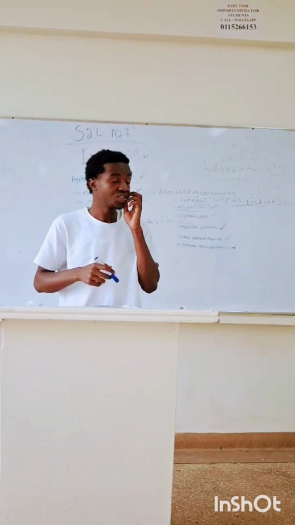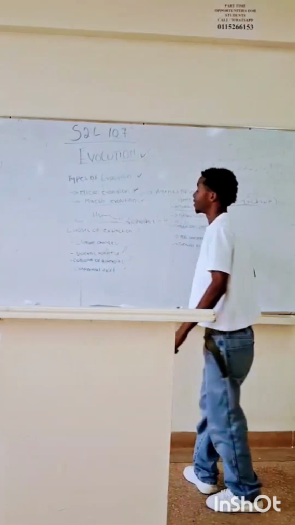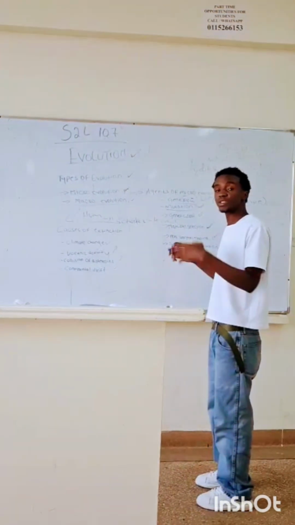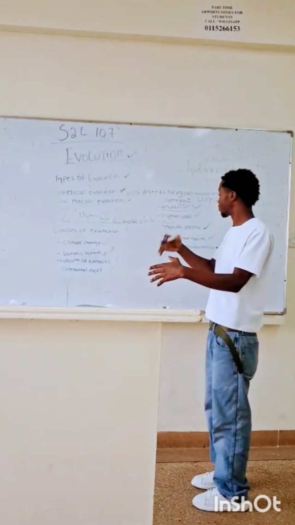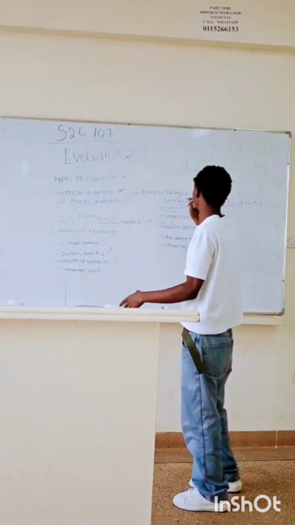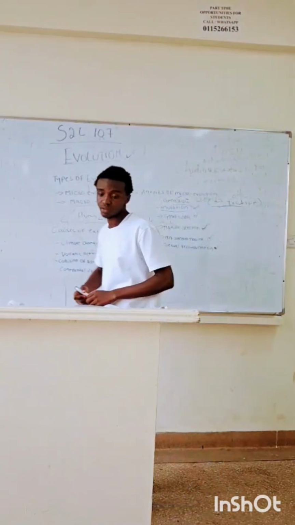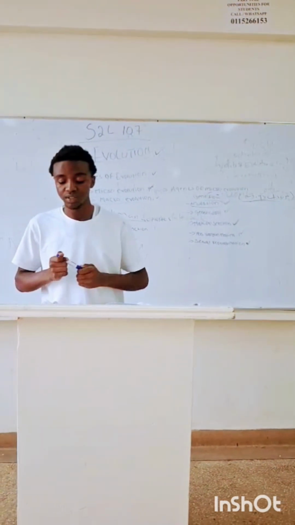So I'm going to move to non-random mating, which occurs when individuals mate based on specific traits. In short, in non-random mating, individuals choose mates with specific traits. That's showing microevolution.